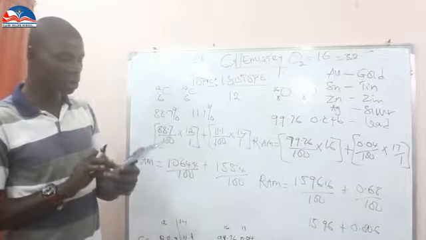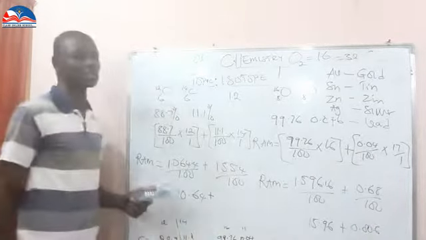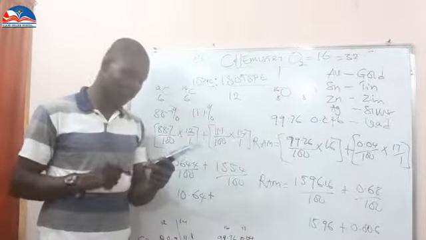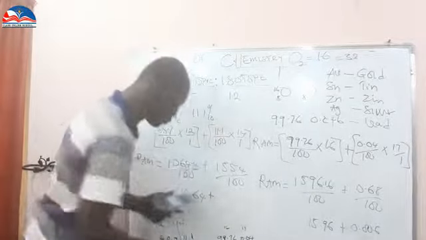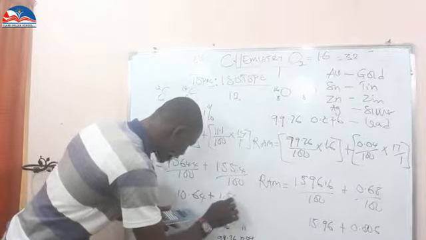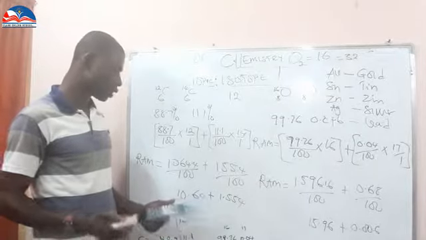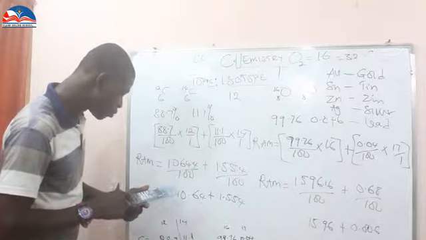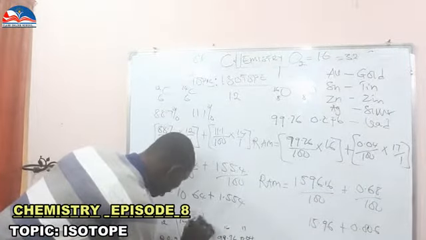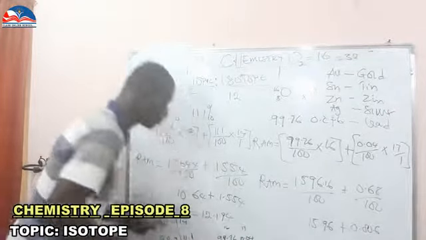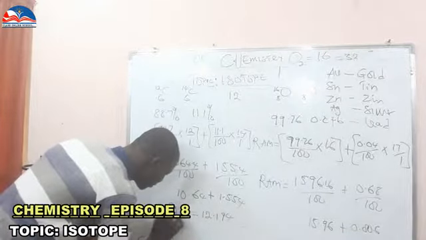Now I'm going to have 1064.4 divided by 100, which will give me equal to 10.64. I will still put my plus addition. Then I'll go to this side. 155.4 divided by 100, I'm going to have 1.554. Now this 1.554 plus 10.64 will give me equal to 12.194. And this becomes the relative atomic mass of carbon.